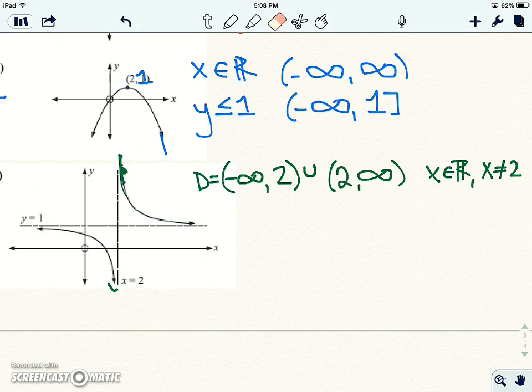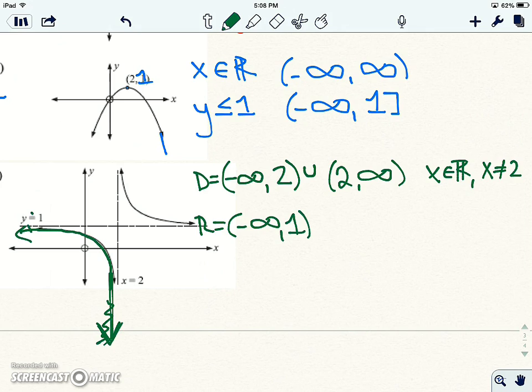If we wanted to look at our range, it's the same idea. We always start from the bottom. So starting down here, is it touching the graph? Yes, because this goes down forever. So my range is -infinity. We're heading up, even though we're heading left, we're heading up, up, up, and we're going to get as close as we can to 1.